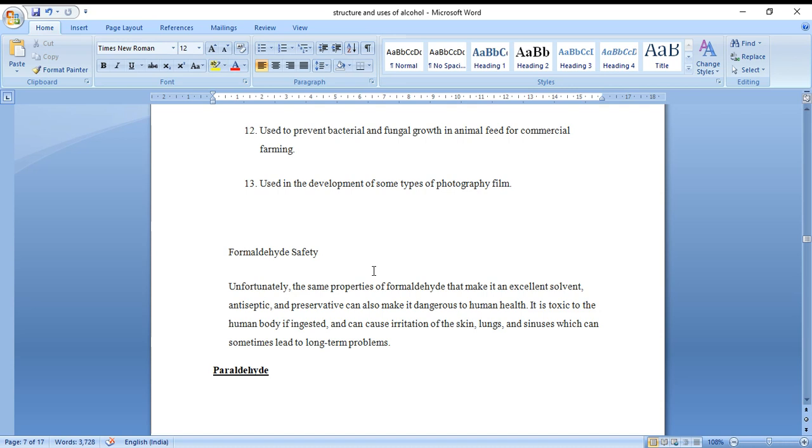So even though it can be used as antibacterial, antifungal, it cannot be ingested by human beings. Why? Because it is toxic to the human body and it causes irritation to the skin, lungs, as well as the other respiratory organs, which may lead to some types of long-term problems. So that's why formaldehyde is not used safely, in spite of all these properties and uses.